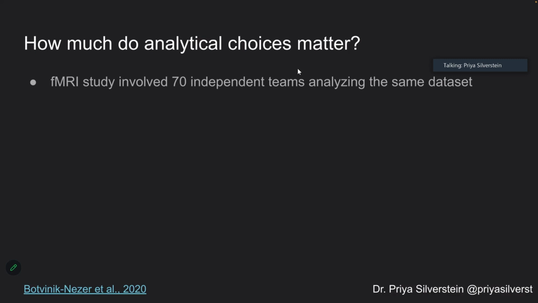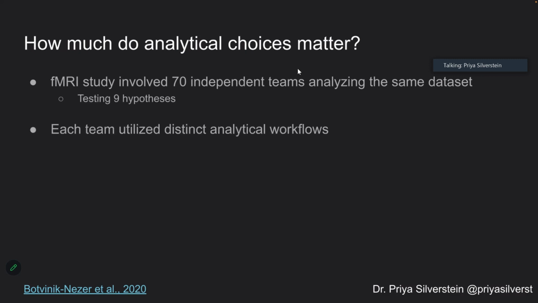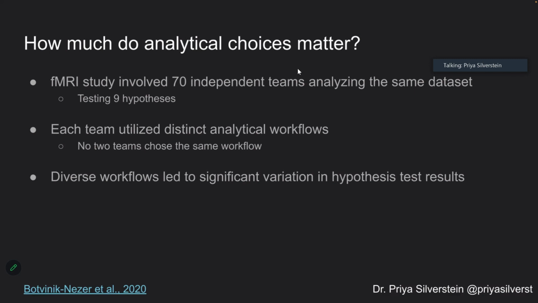In a study by Botvinnik and Nezer et al., an fMRI study involving 70 independent teams analyzing the same dataset, that's what they sought to find out. So they tested 9 hypotheses, and each team utilized distinct analytical workflows. It ended up that out of the 70, there were no teams that used the same analytical workflow. And diverse workflows led to significant variation in the results of these hypothesis tests. So even for teams whose analysis plans started out quite similar, by the end, they could have very different results.